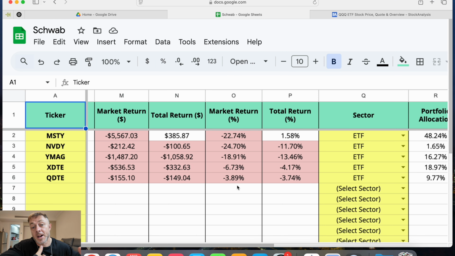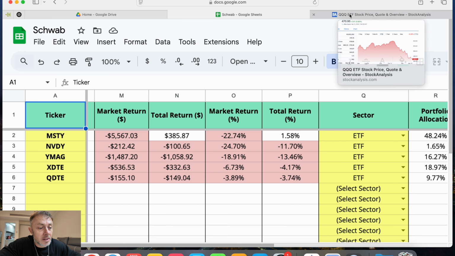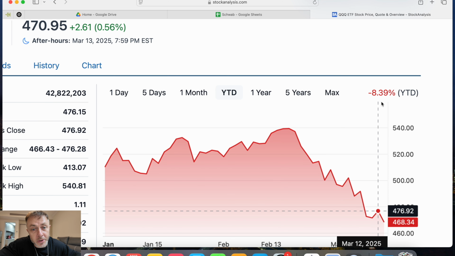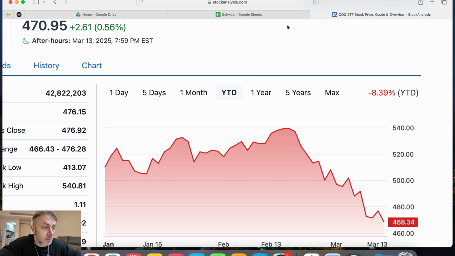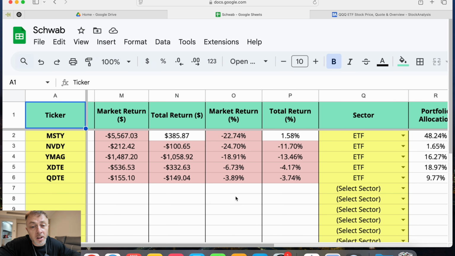Well, this is based on my cost average, okay? I'm not sure. Depends on when you bought QDTE, how much you're down. But based on my cost average, I'm down 3.89%. And this is down 8.39%. So this one is doing really good for me. I'm doing better than the market is doing with this position. But it is following the index going down. It does what the index does, which is good. That's what you want to do. You want to do what the index does.